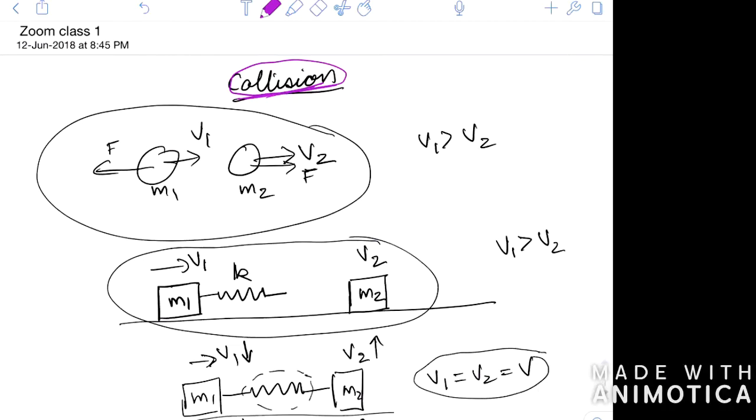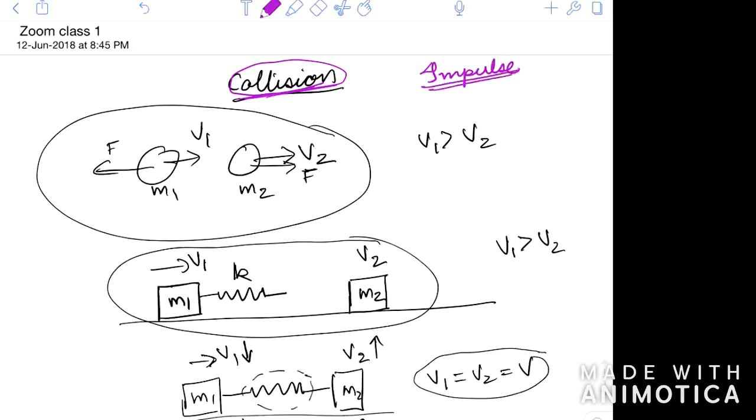Last class, we had discussed impulse and the impulse momentum theorem. So what was impulse? Impulse was a very large force acting for a very short interval of time. Now here, in the case of collision, what do we have?